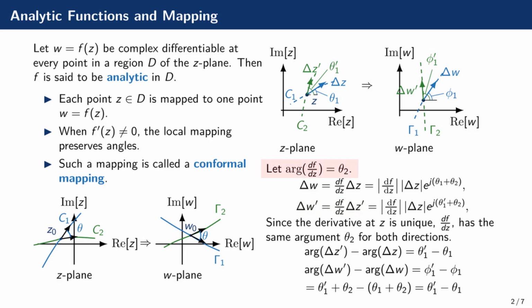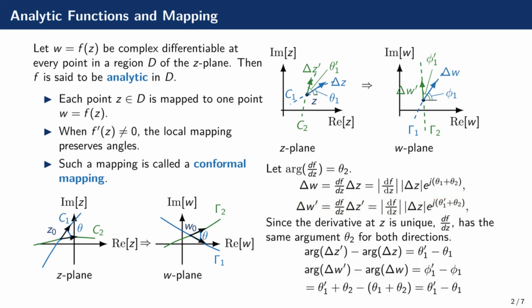The derivative f prime of z has the argument theta sub 2. Therefore, multiplication by df over dz rotates every small displacement by the same angle, theta sub 2. Thus, the argument of delta w is theta sub 1 plus theta sub 2, and the argument of delta w prime is theta sub 1 prime plus theta sub 2.